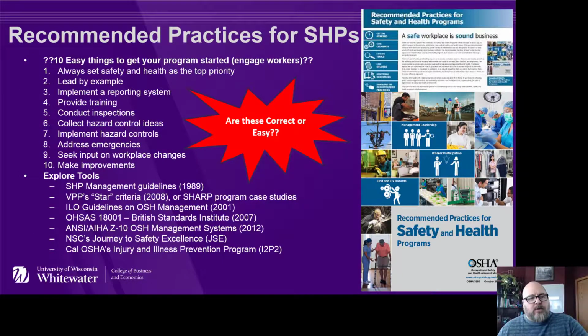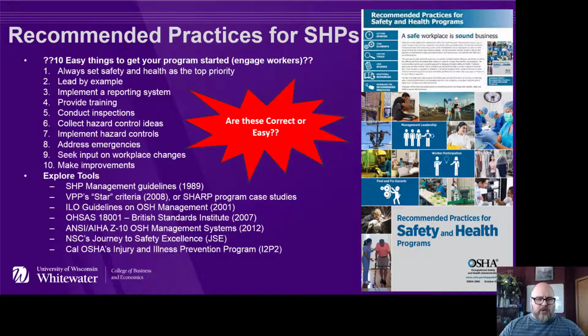So the recommended practices by OSHA, they have 10 easy things, quote unquote, 10 easy things to get your program started. Engage workers. As I read these, this really doesn't tell me what to do. Oh, how are you going to get out of debt? Save money. What? Thanks. I want to lose weight. Stop eating so much. It's like, that doesn't help me. It doesn't lead me to what I really need to do. So these are kind of like broad ideas, but what's the application? I don't know.